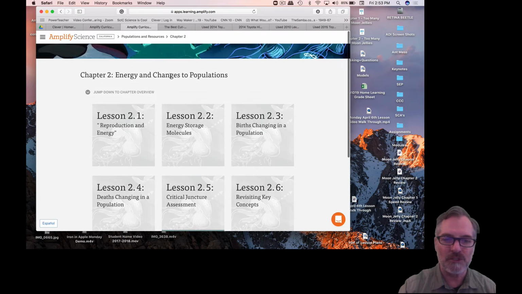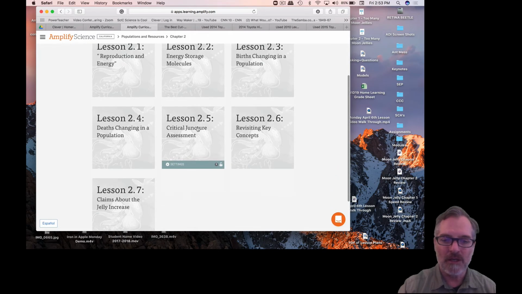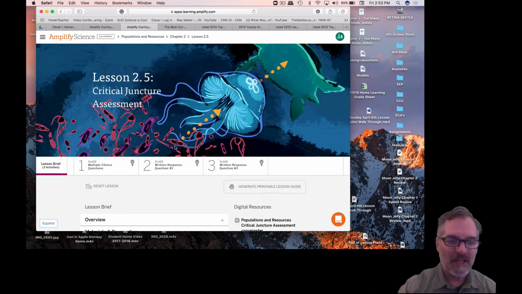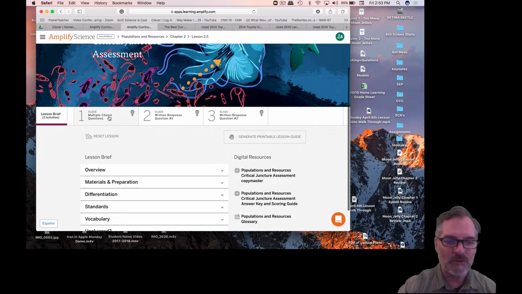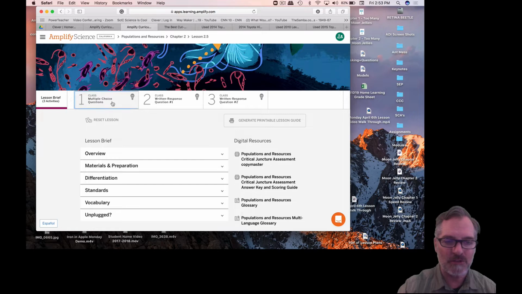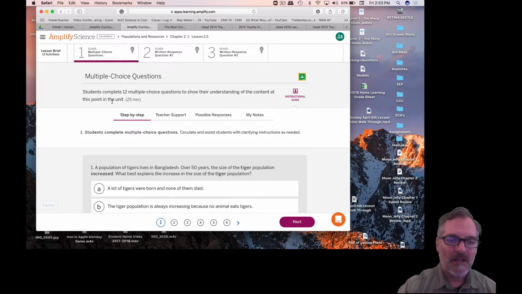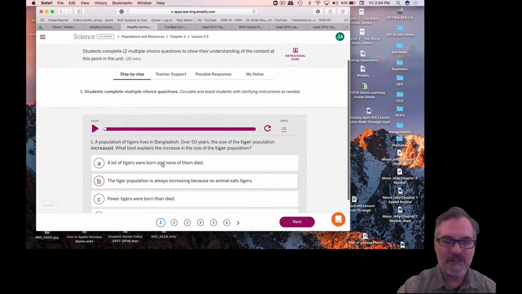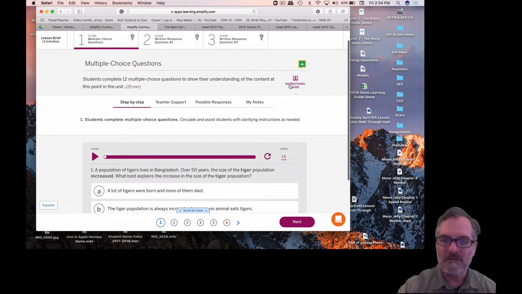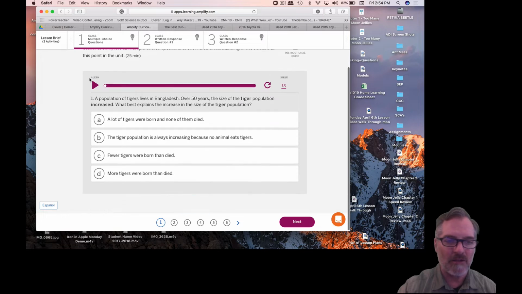So we're on chapter 2, if you remember. And we're going to go here to 2.5. So double click on that. And if you go right up here, here's the multiple choice section of the critical juncture assessment. If we click on that, and let's take a look. Right here, you can click on there and you can have someone read it to you.